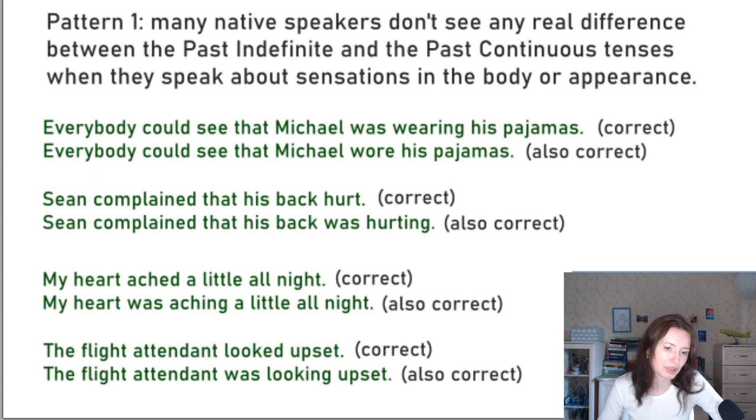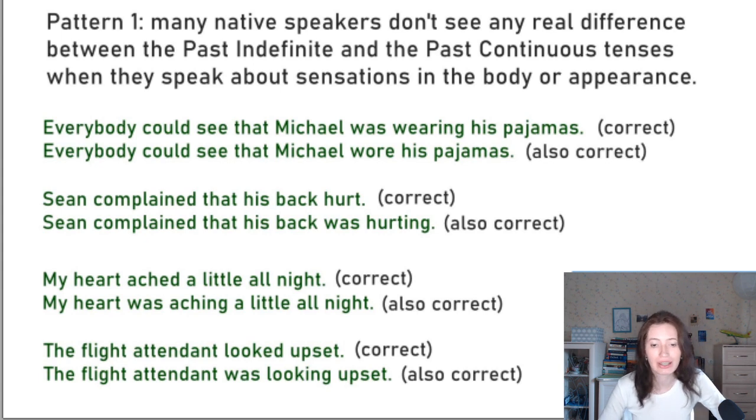The same about Sean complained that his back hurt. By the way, Sean, this is how this name is spelled, right? So I hurt my elbow, I'm sorry, that was a loud sound. So Sean complained that his back hurt, and Sean complained that his back was hurting is basically the same thing for many speakers.